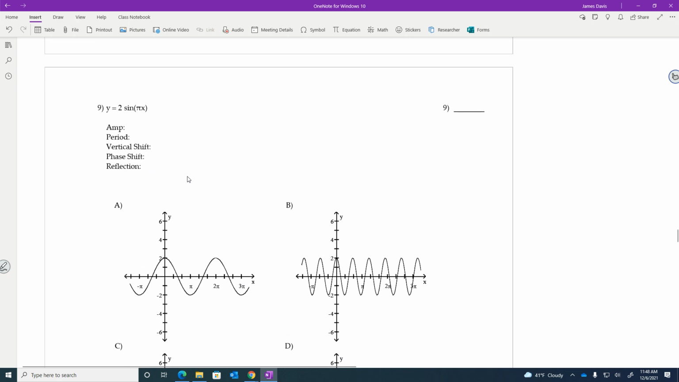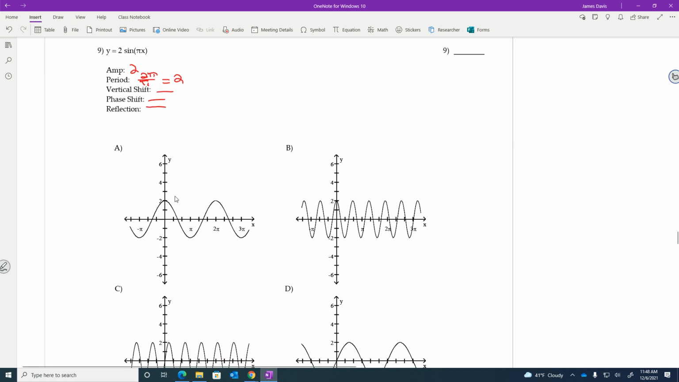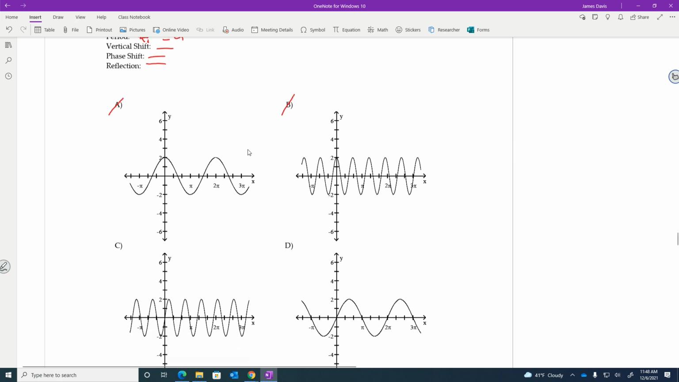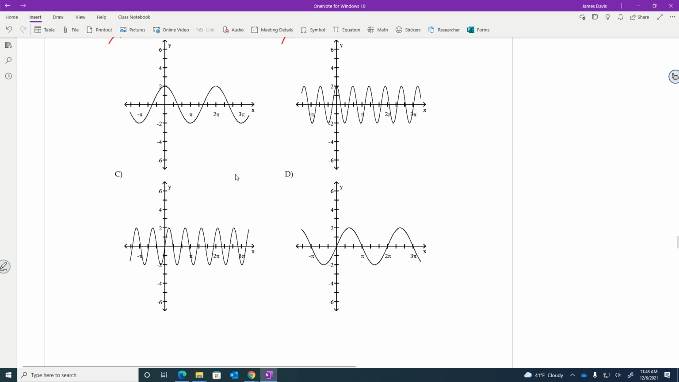Number 9: amplitude is 2. Period is 2 pi over pi, so that's the B, so it's 2. Period is 2. No vertical shift, no phase shift, no reflection. And this is a sine, which means we should start at the middle. So not this one, because this is a cosine. This one's also a cosine, see, it started at the top. So it's got to be C or D.